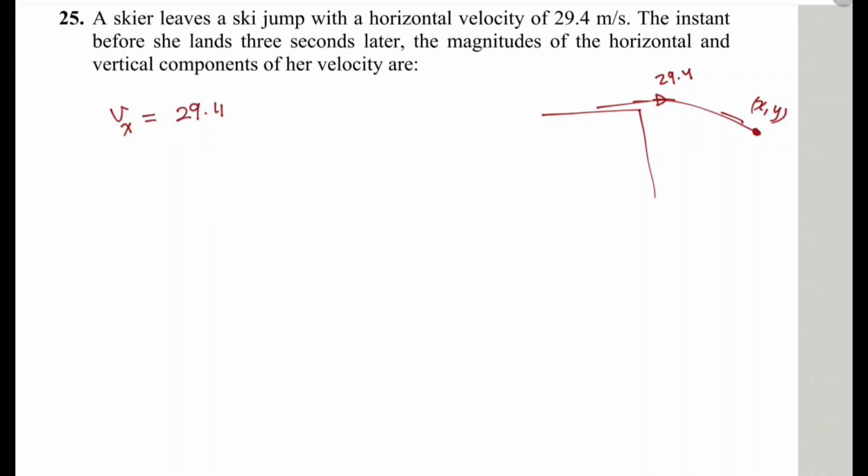So the initial horizontal velocity of this skier is 29.4 meters per second. Since this is like a projectile motion, and in projectiles a x in this case equals 0, which means the velocity on x is constant all the way on the whole trip. So in this case, v final is actually equal to v x initial, or 29.4 meters per second.